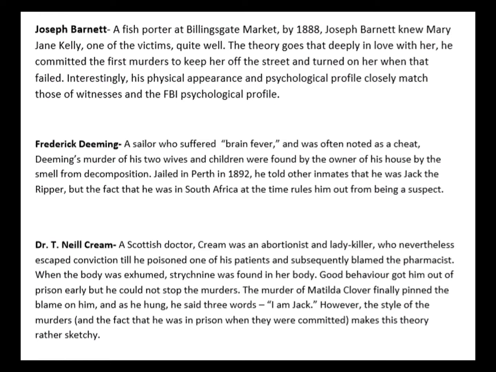So another 3 suspects here. We've got Joseph Barnett, who was a fish porter at Billingsgate Market. By 1888, he actually knew one of the victims quite well, and the theory goes that he had fallen deeply in love with Mary Jane Kelly, and basically what had happened is he'd committed the first murder by murdering one of the women that worked in the pubs and things like that, and was sometimes working on the streets, to try and scare her so she wouldn't do the same thing and she wouldn't keep working on the streets, because that's something that she had started to do. And when that didn't work, he turned on her and killed her as well.